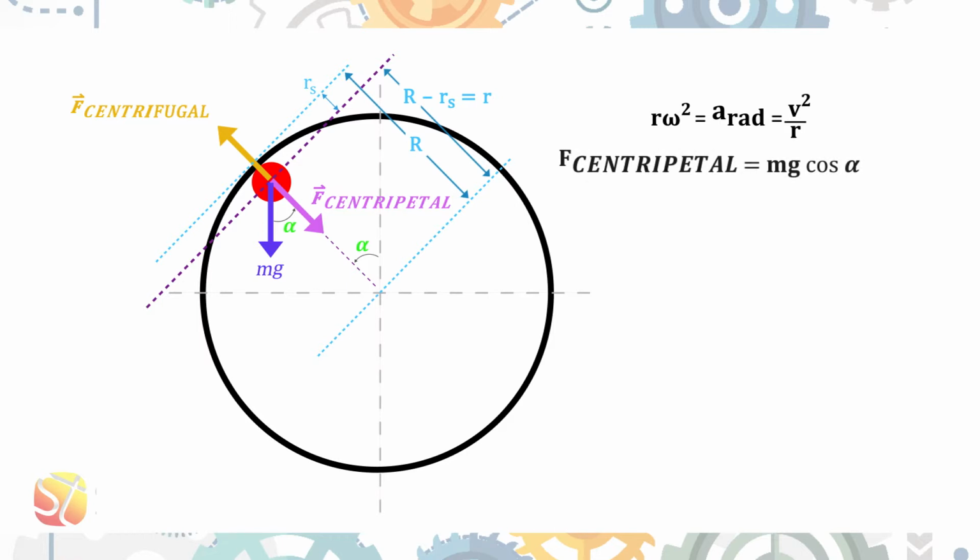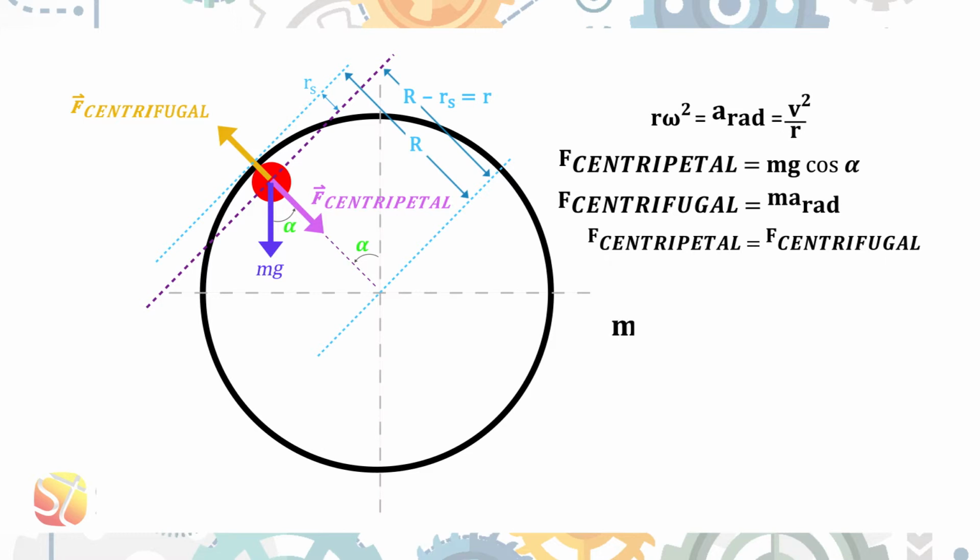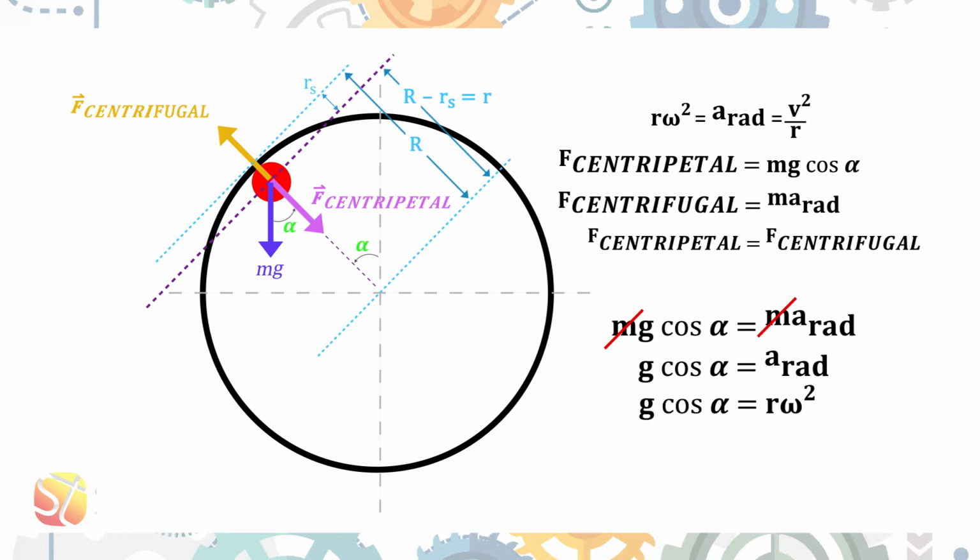We have described centripetal force previously, and from the theoretical discussion of rotational motion, we learned that centrifugal force is equal to the product of mass times radial acceleration. Cancelling m on both sides, we are left with g cosine alpha equal to radial acceleration, which is in turn equal to the product of radius r and the angular velocity squared. Since r was set as a difference between big R and R sub s, and now introducing an alternate equation of angular velocity in terms of frequency, the equation can be rewritten as follows.